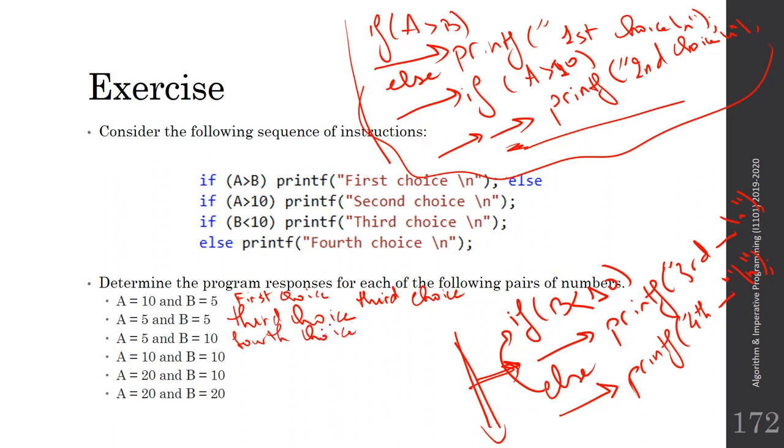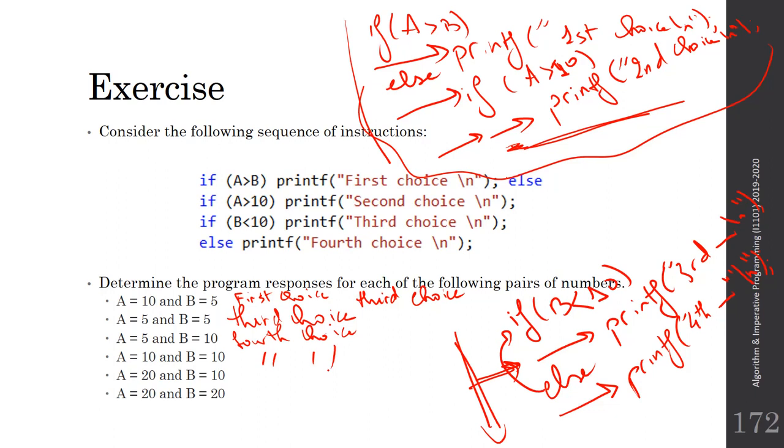Again, A equal to 10 and B equal to 10. Is A greater than B? No. I will move to the else part. A is greater than 10? No. And there is no else part here, there is nothing to execute. I will move down. Is B less than 10? No. I will print the block 2. So again, I will print fourth choice.